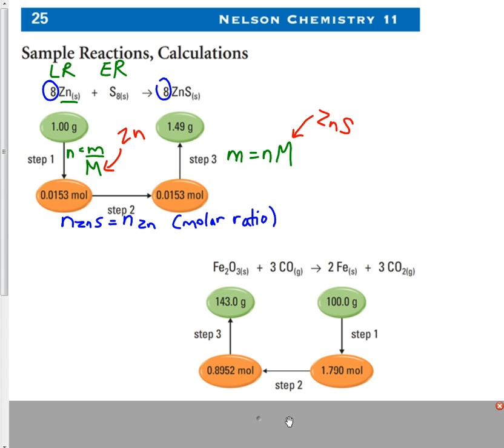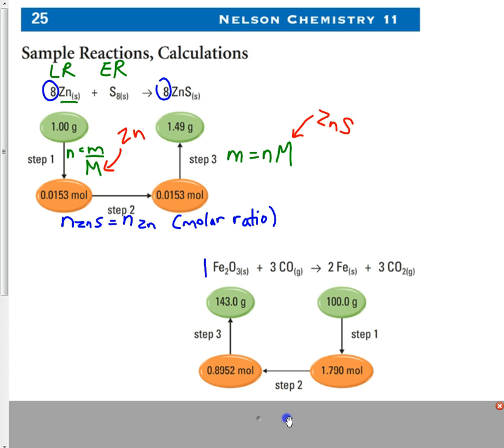Iron(III) oxide combines with carbon monoxide to form elemental iron, also solid, and another gas, carbon dioxide. Mole ratios here are shown by the balanced reaction equation coefficients. So it's 1 to 3 to 2 to 3. And any two chemicals we can relate using a mole ratio as well.